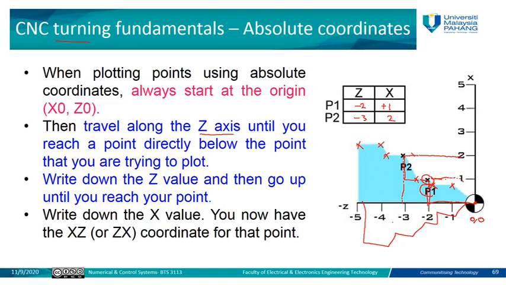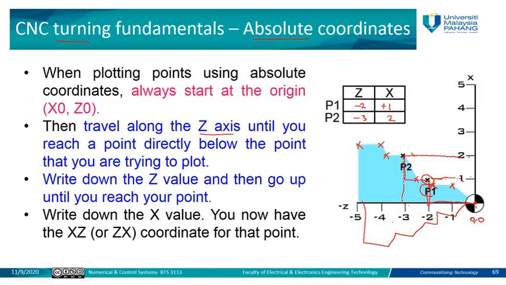So this is when we are using the absolute coordinate. Absolute coordinate means all points are measured with respect to the point of origin, the 0 point. So here we have -3 to this point, here we have -2 to this point on the z-axis, and here we have +1 and +2 to the origin on the x-axis. So first you need to move along the z-axis until you reach the point below the point that you want to plot, then write down the z value, and then go up until you reach your point on the x-axis. Then write down the x value.